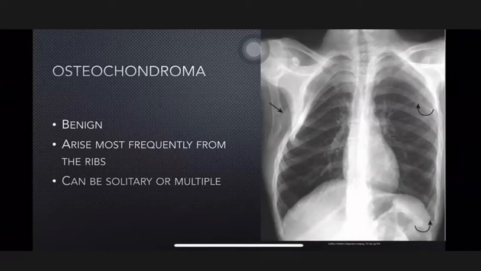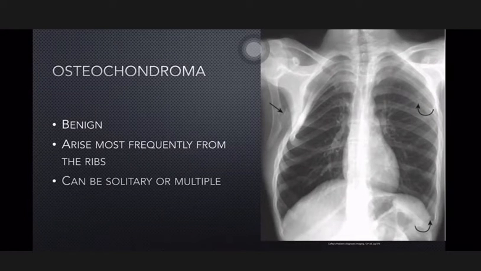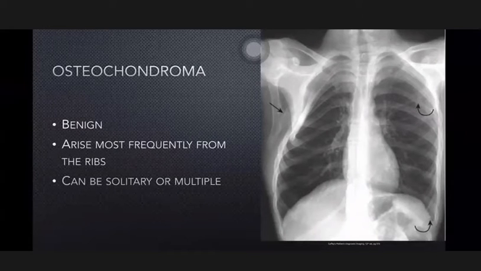So osteochondroma is the most common benign osseous neoplasm involving the chest wall. It most frequently arises from the ribs. It is usually diagnosed on plain radiographs in the first 3 decades of life and has a male predilection. It can be solitary or multiple.